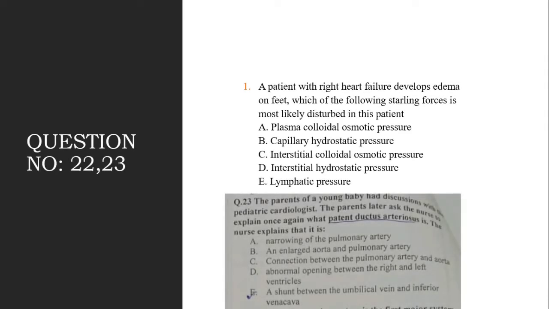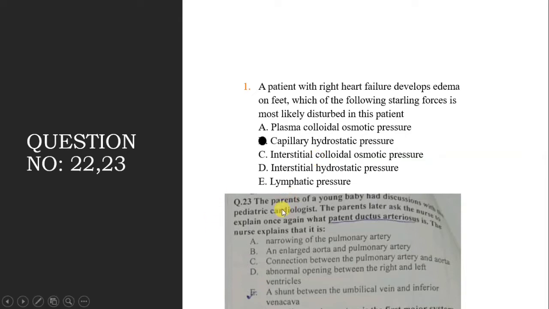Question number 22 says a patient with right heart failure develops edema. Which of the following Starling forces is most likely disturbed in this patient? This is the same question we encountered as the first question in this file. So this is going to be the capillary hydrostatic pressure.